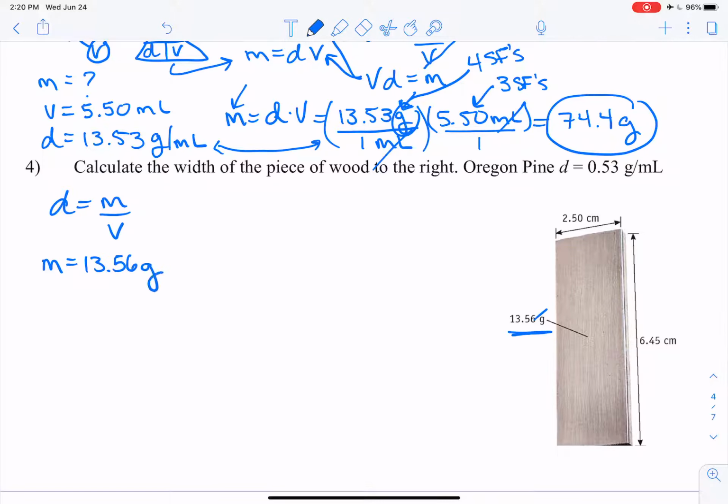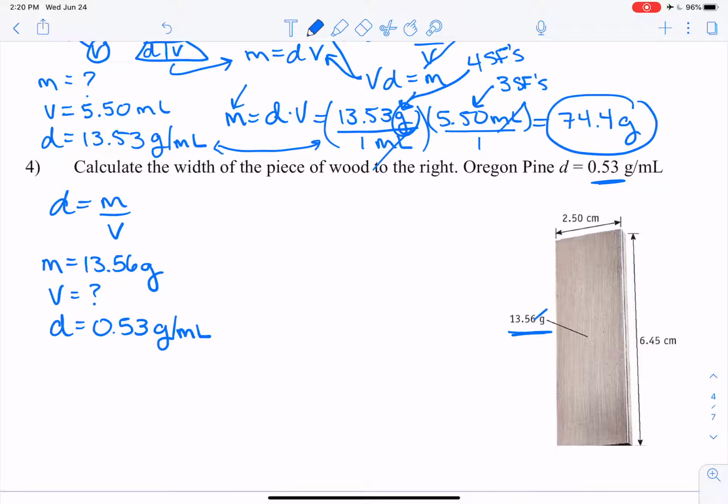13.56 grams. Do we have volume? No, we don't. Do we have density? Yes, we do. That's 0.53 grams per milliliter. Now, does that density make sense when you think of real life and you know that water has a density of 1 and you know that wood floats? Yes, because if wood's floating, it probably is less dense than water. So, yeah, making sense there.